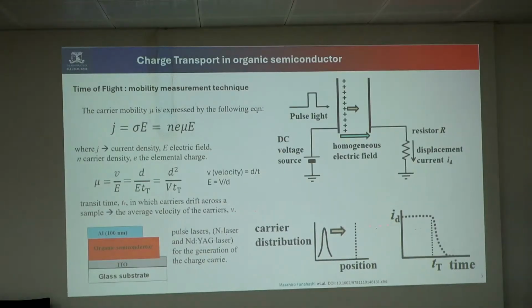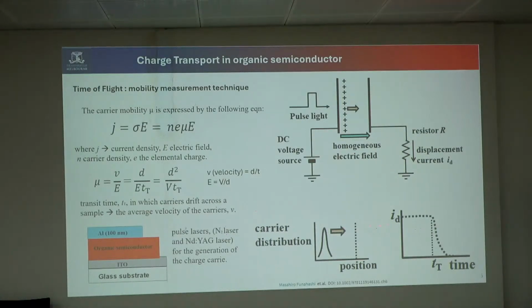Time of flight is somewhat similar to what we studied in the SCLC process. In SCLC, we apply the external voltage. Here we are not applying it. Without applying external voltage, we are measuring the current. That's the time of flight. So in time of flight, this is a device. We apply the pulse here. The pulse will generate the charge without the influence of any external voltage. They are trying to collect the charges here.